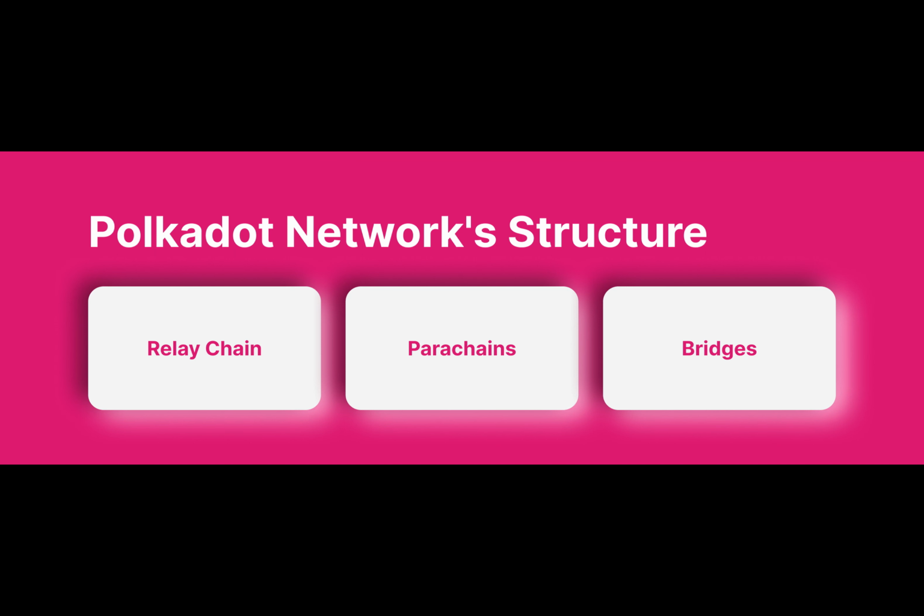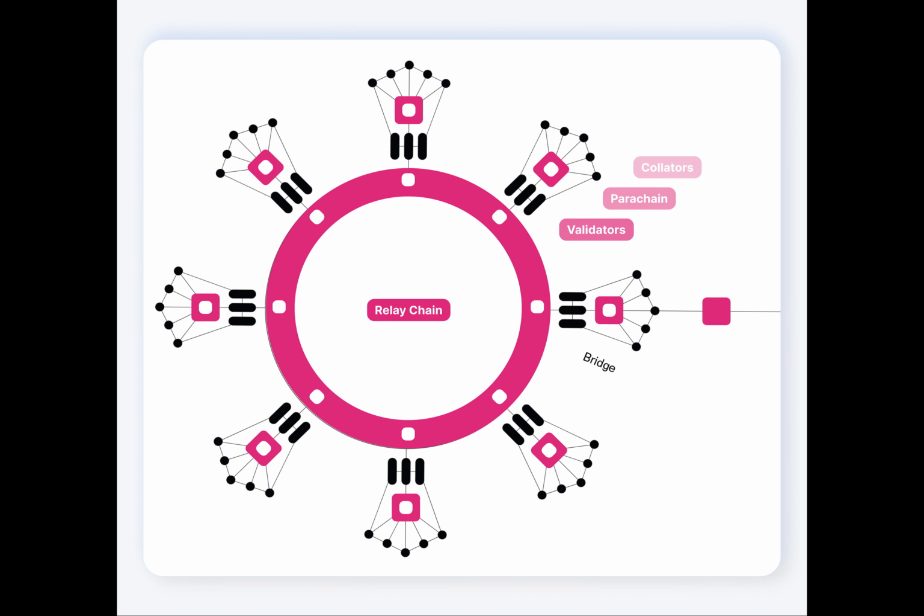Bridges serve as vital conduits that connect the Polkadot network to other blockchain networks. Their primary purpose is to enhance blockchain interoperability, enabling them to communicate and interact.